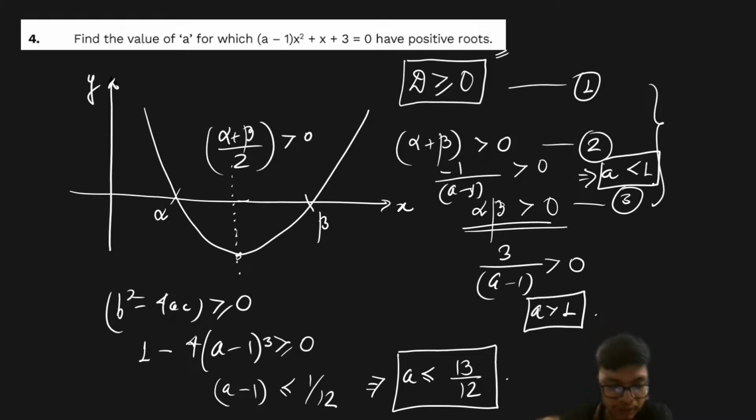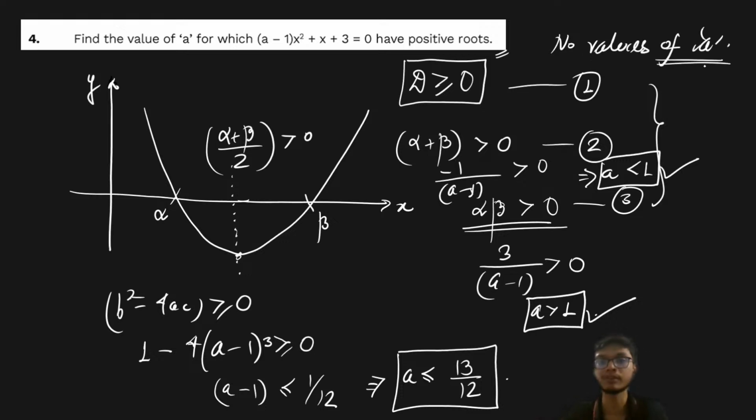of A for which we are going to have positive real roots, because one result is saying that A should be less than 1 and the other result is saying that A should be greater than 1, which basically means that there are no values of A for which we are going to have the positive roots. So the option for this particular problem is no values of A. Okay, that is the given option.